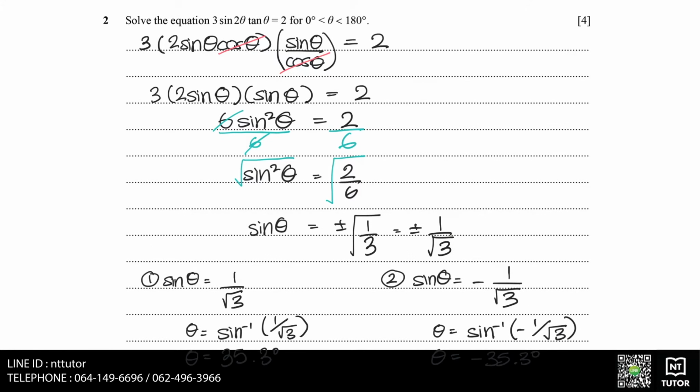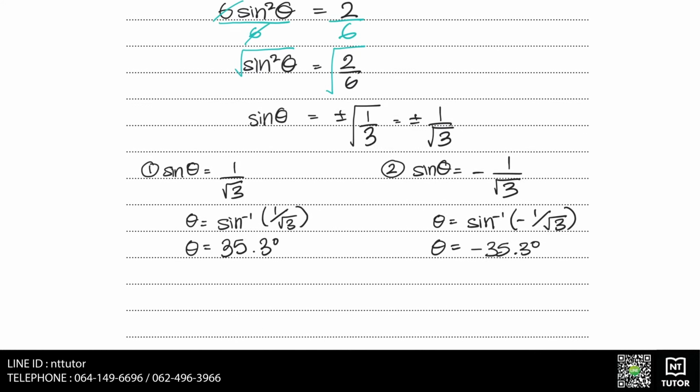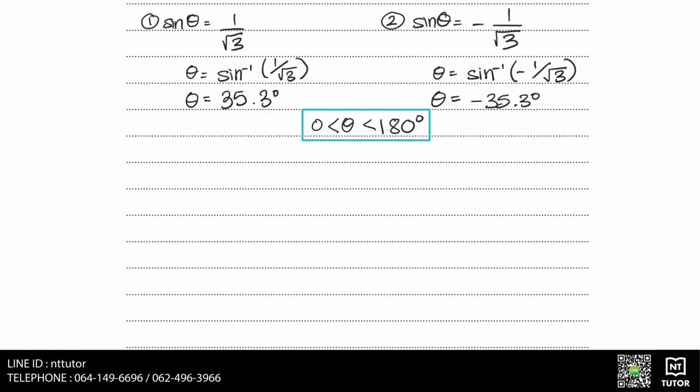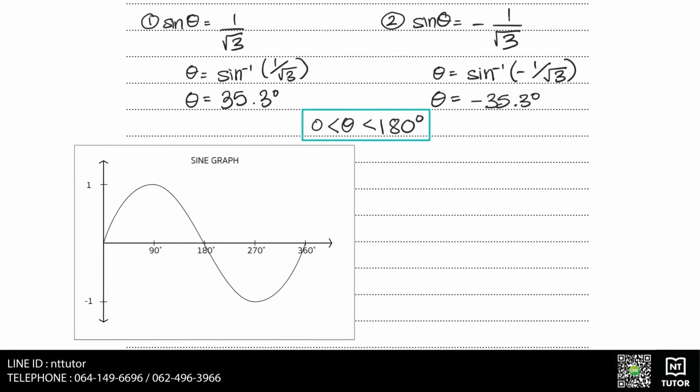The domain of theta for this question is 0 to 180 degrees. There are two methods we could use to solve for the other angles that give the same sine, cos, or tan value. One of the methods is to look at the graph of the trigonometric function. In this case, we will look at the sine graph. We are looking for angles that give sine theta equals 1 over root 3. If we go to 1 over root 3 on the y-axis, draw a line, it should hit the graph at the point corresponding to 35.3 degrees.